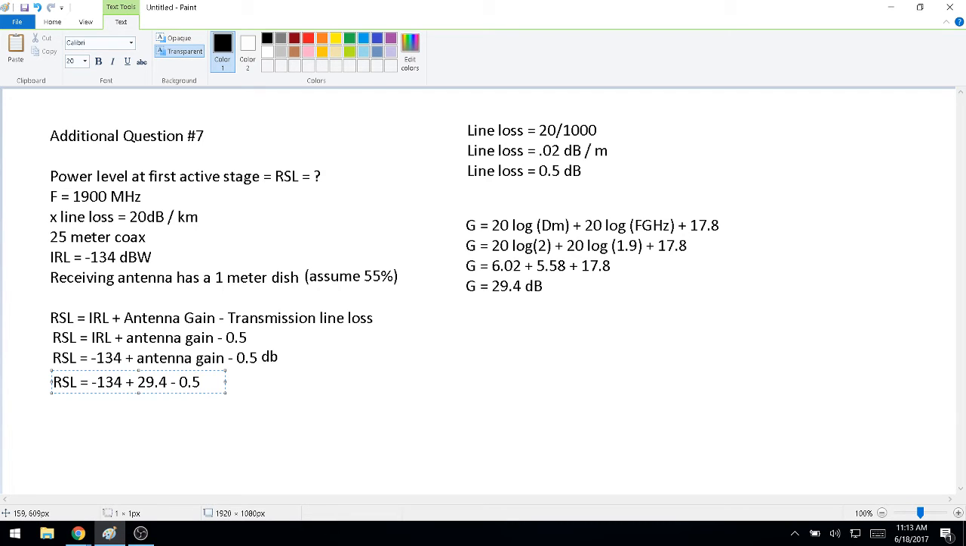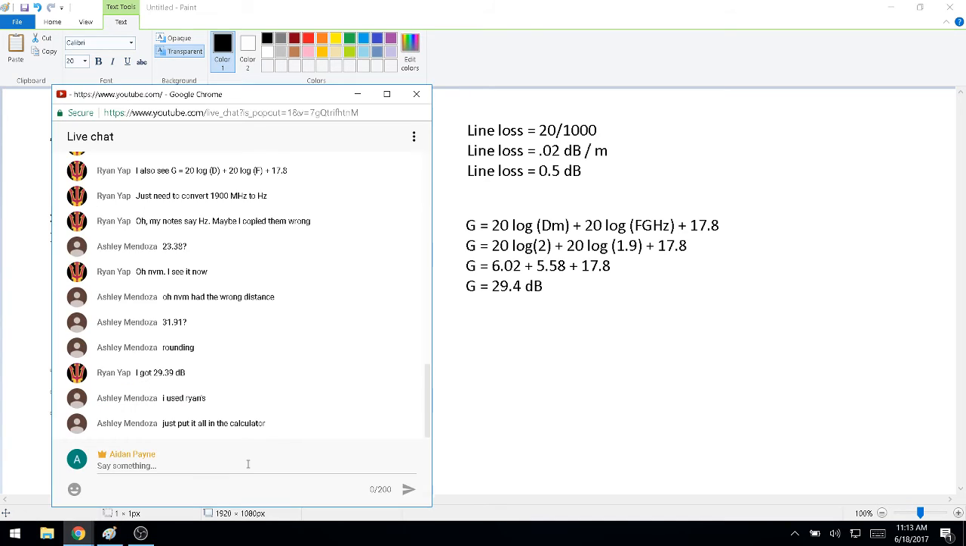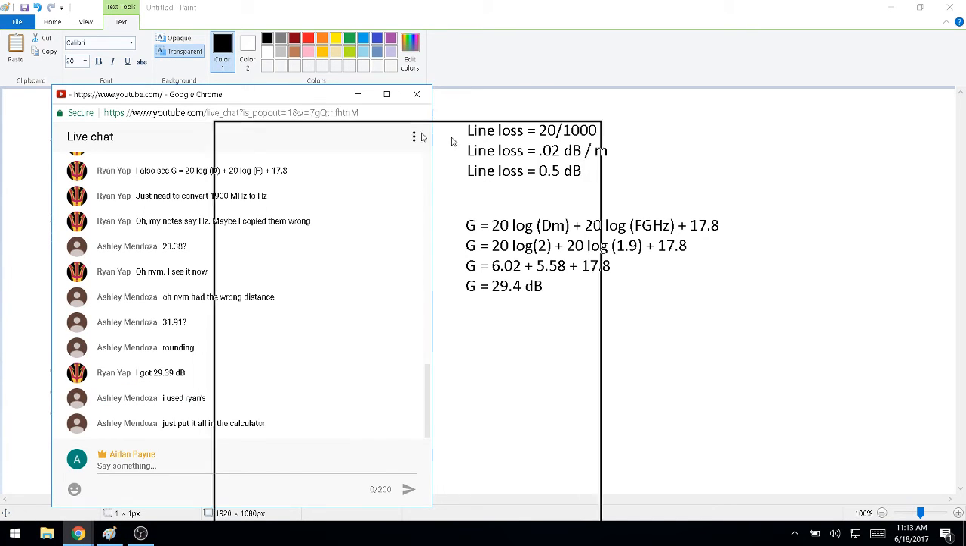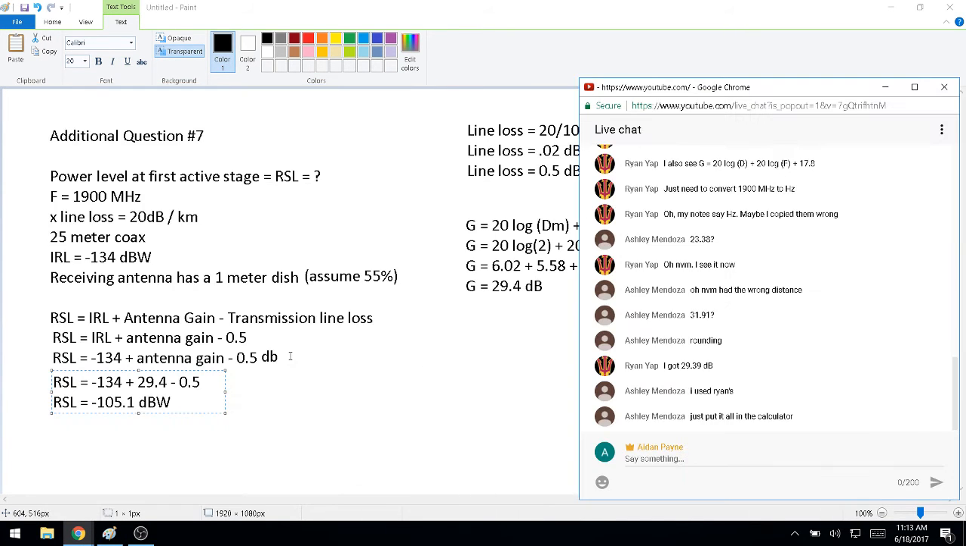And that gives us a final RSL equal to negative 105.1 dBW. And again, this is in dBW because we started in dBW with our IRL, but you could write dBm or 2 if you wanted to or wanted to practice. That's our final answer, negative 105.1 dBW.